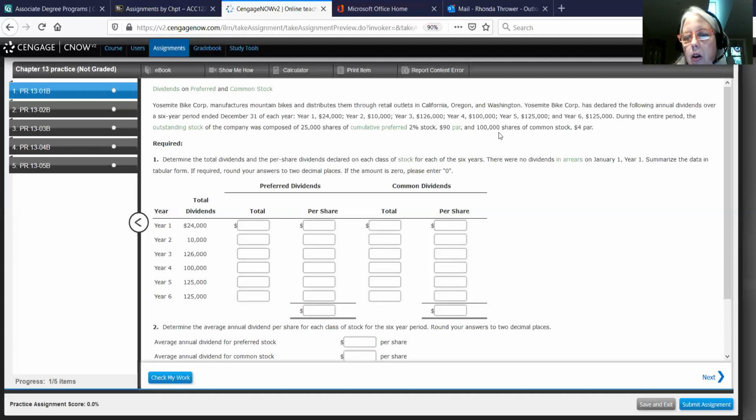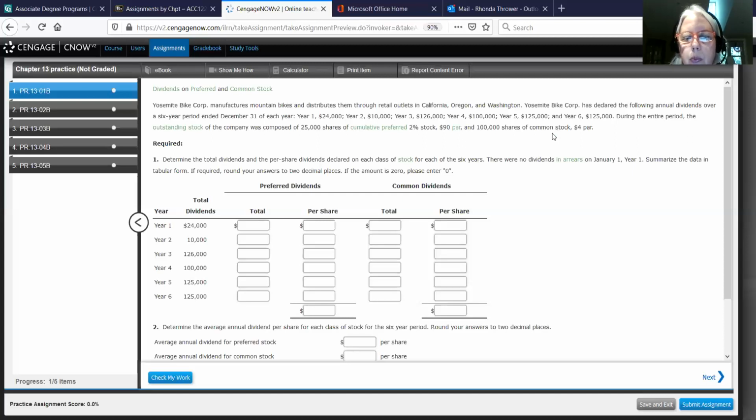Notice that there are 100,000 shares of common stock, and common stock has a $4 par value. Common stockholders are the stockholders that have voting rights in the company, and they will be paid their dividends after the preferred stockholders are paid.